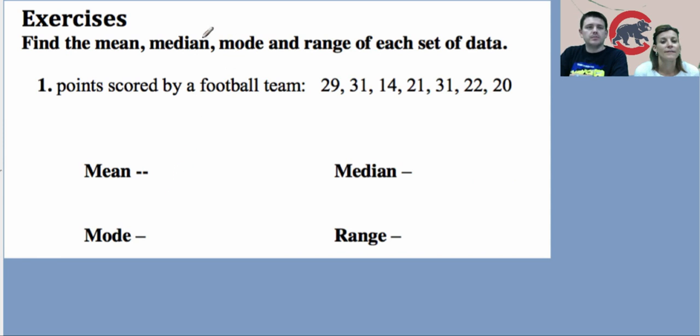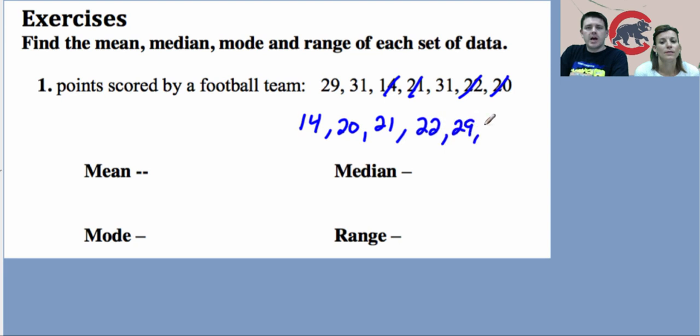All right, next one. Find the mean, median, mode, and range for our data. Remember our first step, put them in order. So we have a 14, a 20, 21. And a good way to do it is to cross them out as you use them.